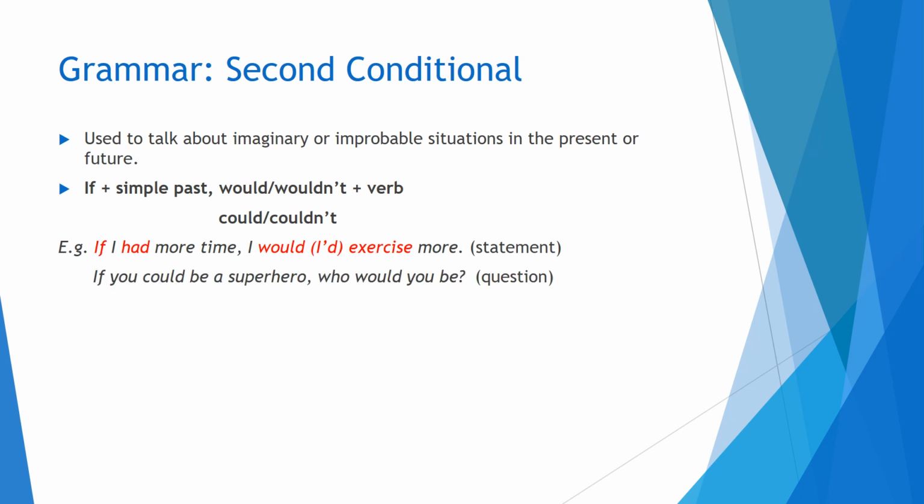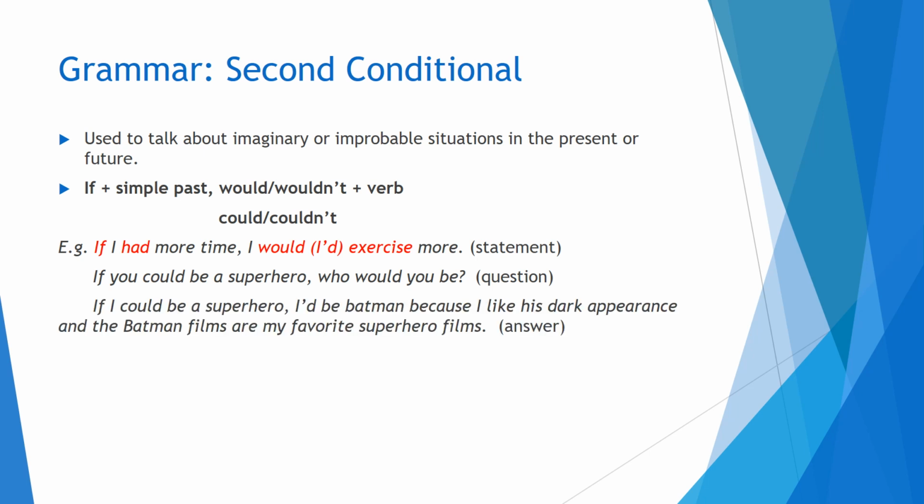If you could be a superhero, who would you be? Obviously, that is an imaginary situation. If you could be a superhero, who would you be? And here is an example answer to that question. If I could be a superhero, I'd be Batman. And now it's always good to give a reason, okay? So please tell us why. Because I like his dark appearance, and the Batman films are my favourite superhero films. So that is an example of an answer to a second conditional question. And you are going to practice this in the worksheet that I'll talk about in a minute.